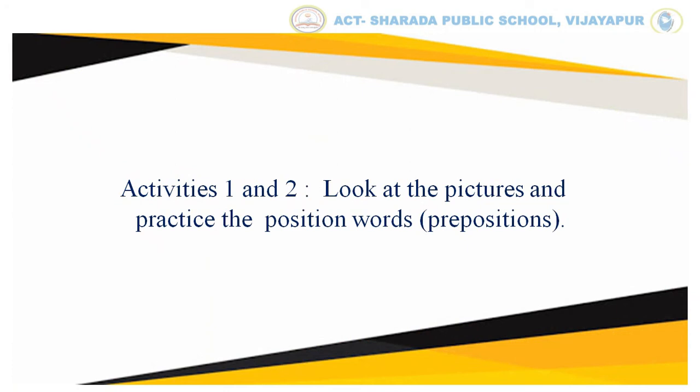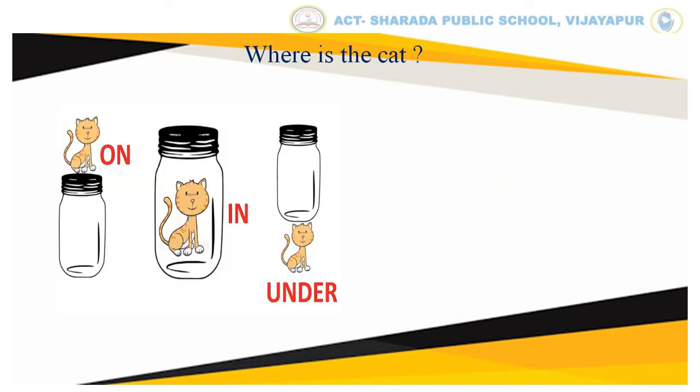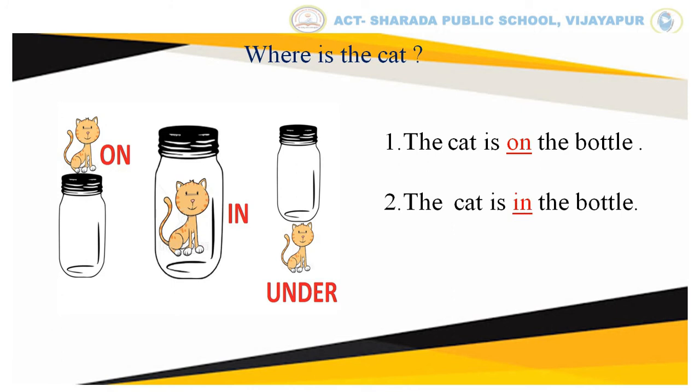Activities 1 and 2. Look at the pictures and practice the position words. On, in, under. Where is the cat? The cat is on the bottle. The cat is in the bottle. The cat is under the bottle.